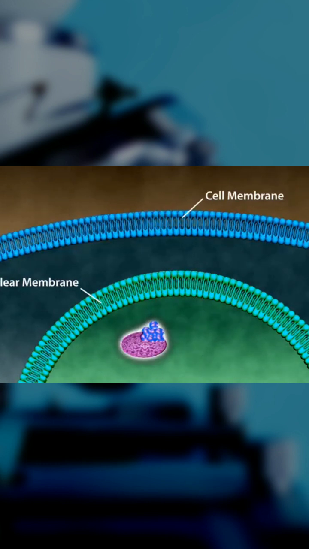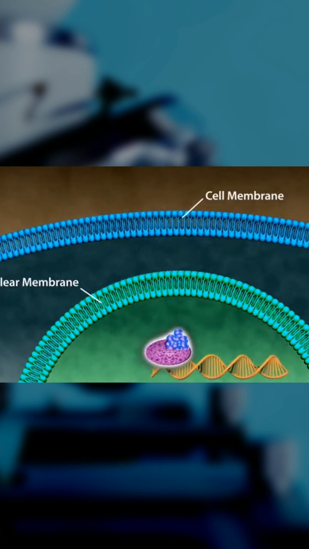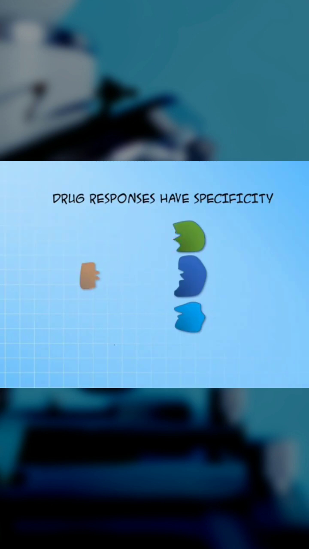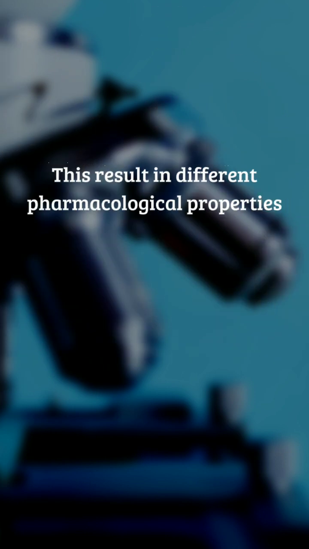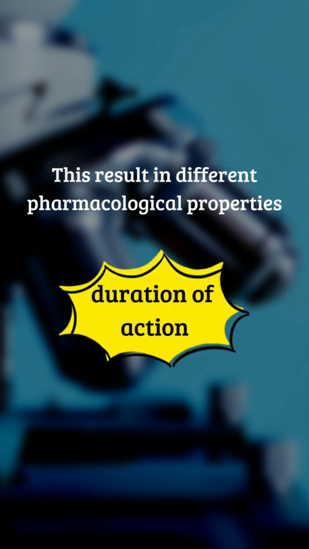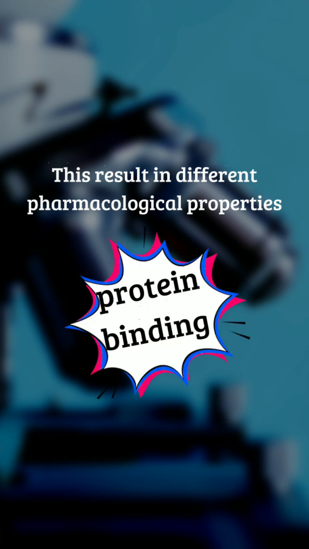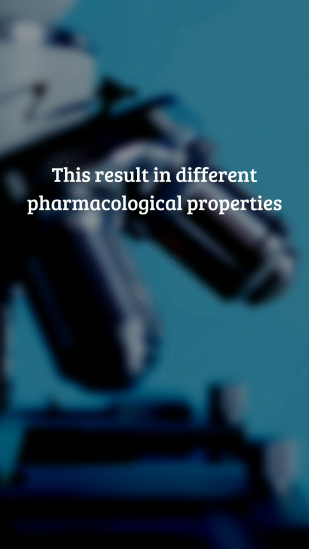less effectively and therefore be less potent or have no effect. To convey some specificity, receptor interactions generally have multiple spatial and chemical requirements for full effect. Different drugs in the class will have the same key structure, but the rest of the structure will be different. This often results in different pharmacological properties such as potency, duration of action, absorption, protein binding, metabolism, and adverse effects.